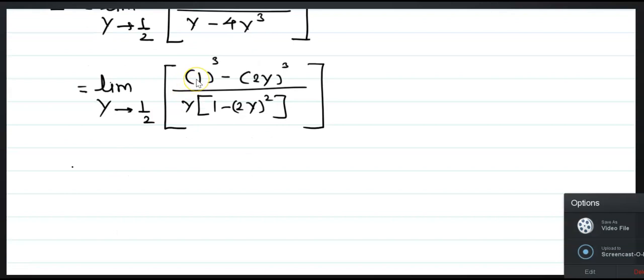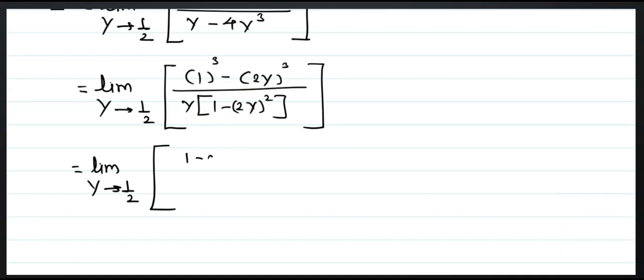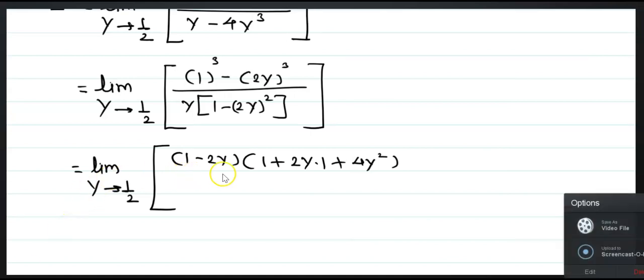Therefore, their factors are a cube minus b cube, that is, in first bracket a minus b, second bracket a square plus ab plus b square. Therefore, limit y tends to 1 upon 2, that is 1 minus 2y in the first bracket, and in the second bracket 1 plus 2y plus (2y) square, which means 4y square. What about here? y into (1 minus 2y) square.